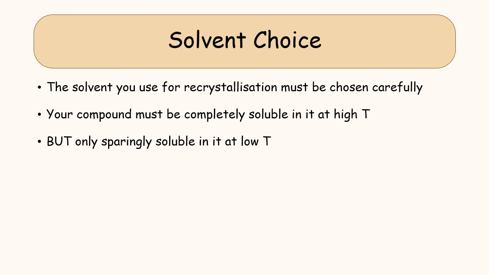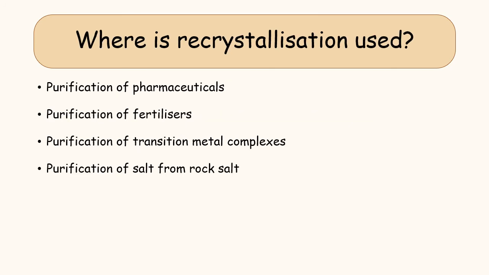The last thing is just to know where recrystallization is used. And it's used every day for really important purposes. So it's purifying pharmaceuticals, purifying fertilizers. Fertilizers and pharmaceuticals, probably the two most important things for keeping humans alive in terms of chemistry. But also, if you're making a transition metal complex, you often need to purify it to remove any unreacted ligands or unreacted metal, and also purifying salt from rock salt, which obviously that's where we get salt from. We get it from salt in the ocean, which we need to purify if we're going to use it.